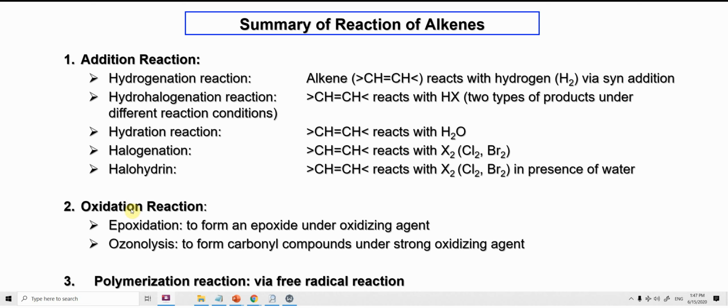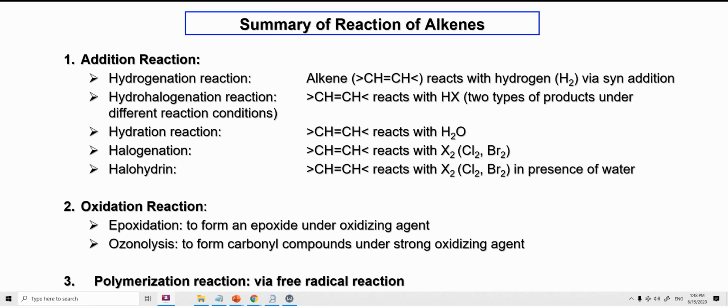The second classification of a reaction of your alkene will be called oxidation reaction. We have 2 types of oxidation reaction. The first one called epoxidation. You are going to form a 3-membered epoxide. So inside you have oxygen in the 3-membered ring. Oxygen, carbon, carbon bond. Carbon-carbon form bond. 2 carbons form bond with oxygen. You call the epoxide. Under a very strong oxidizing agent such as peroxyacetic acid, peroxycarboxylic acid.